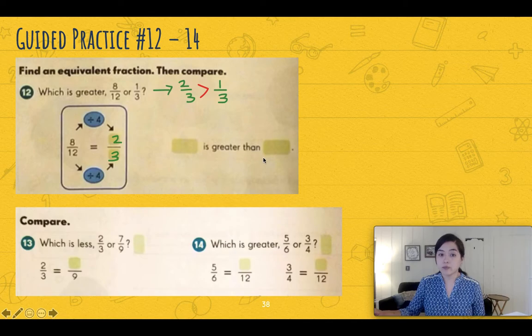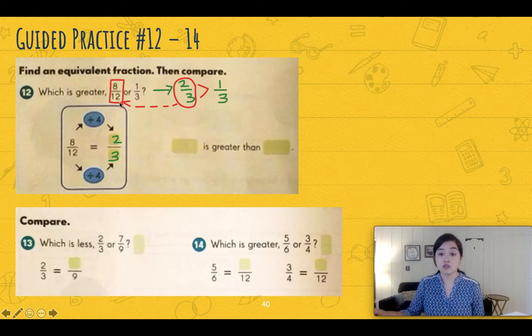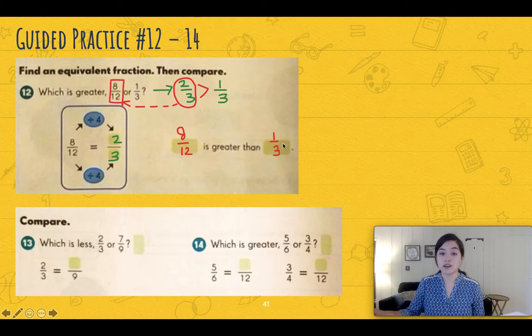But I have to write my sentence here. What is greater than 1/3? Well, the thing is, I have to make sure I use my original fraction that was given in the problem. My original fraction was not 2/3, was it? No, 2/3 refers to 8/12, okay? So 8/12 is greater than 1/3, okay?